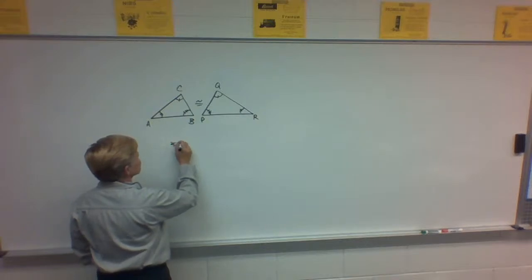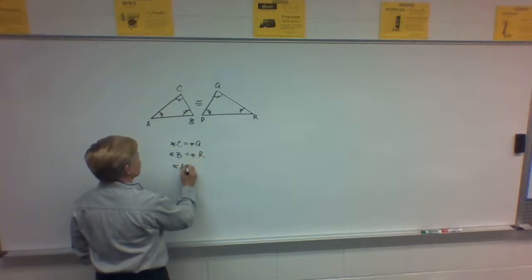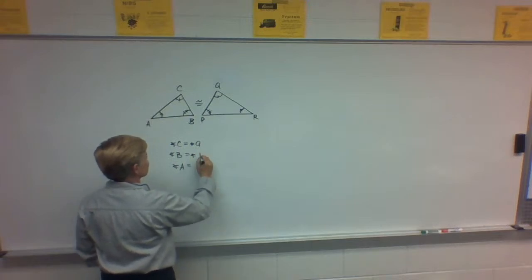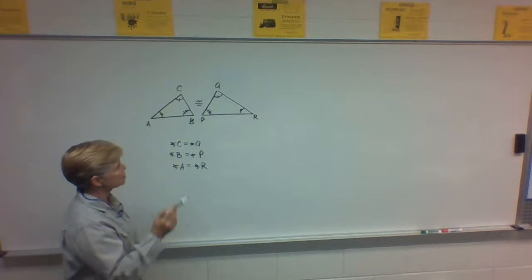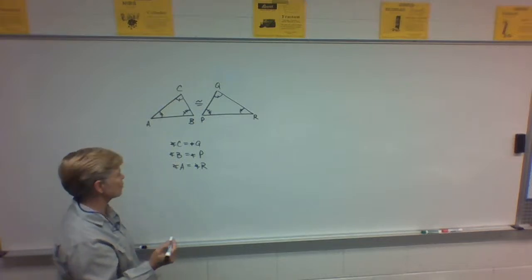So I know that angle C is equal to angle Q. I also know that angle B is equal to angle R. And angle A is equal to angle, I guess I screwed that up, not R, P. And angle A is equal to angle R. They correspond. Smallest, middle-sized one, biggest. You can tell from the shape of it what goes with it.